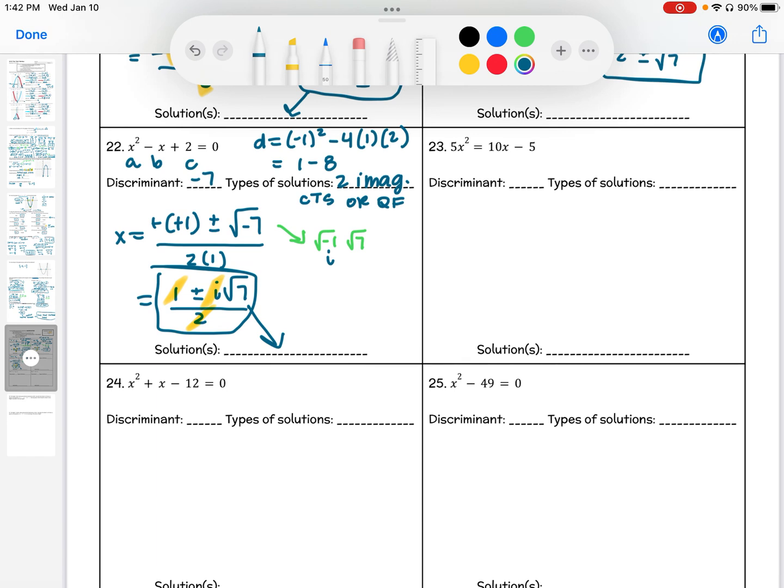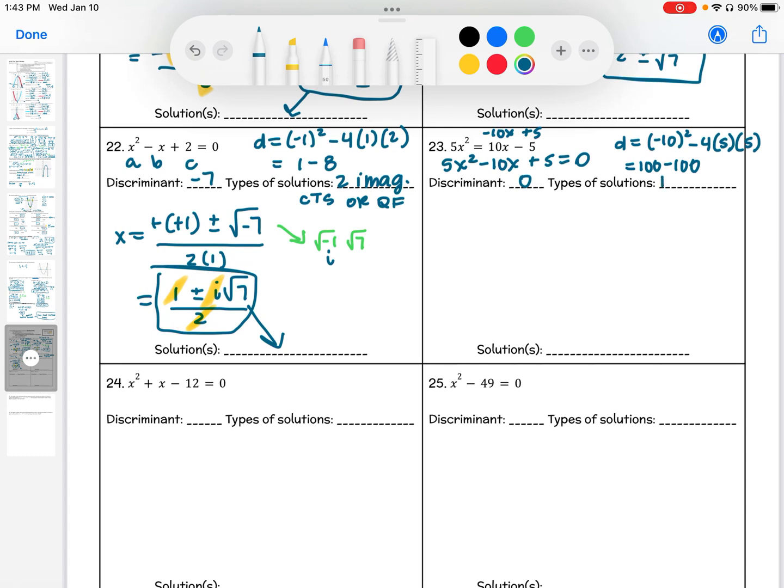All right, number 23. So we have to make sure it's set equal to 0 first. So we have 5x squared, we're going to subtract 10x, add 5. So minus 10x plus 5 equals 0. Our discriminant, b is -10, so -10 squared minus 4 times a is 5 and c is also 5. So in this case, we'd end up with 100 minus 100. 100 minus 100 is 0.